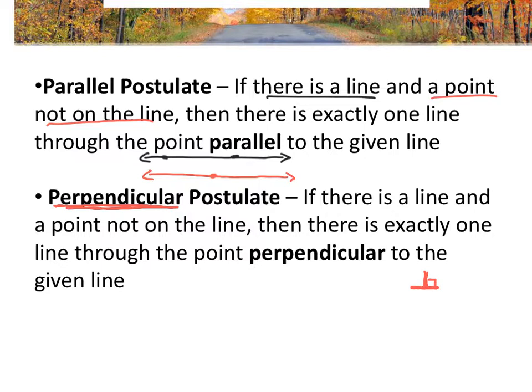So it says, if there is a line, here's a line, and a point that is not on the line, so let me just do that same kind of setup there, then there's exactly one line through the point that is perpendicular. So there's only one way that I can make a line that would be perpendicular. I can't do an infinite amount of lines because it would change that angle. I need to form a 90-degree angle, and there's only one line that can do that.